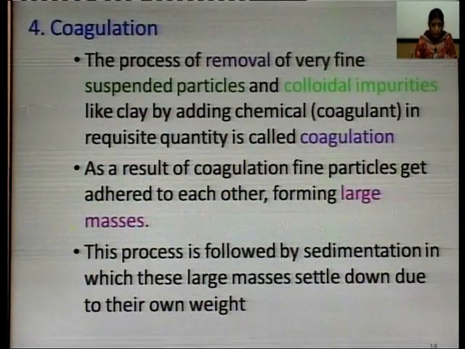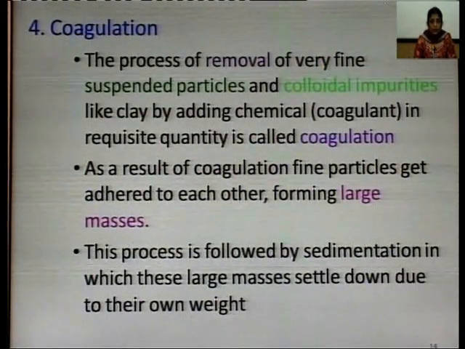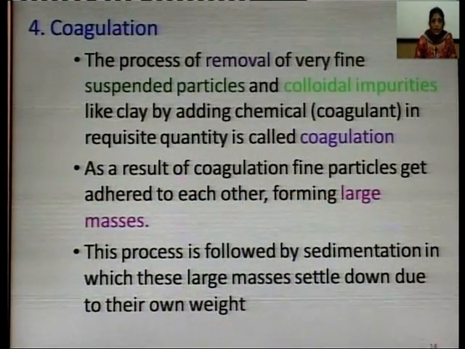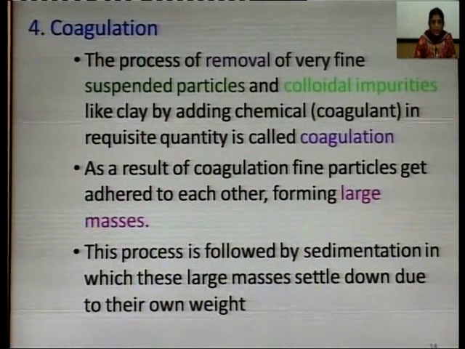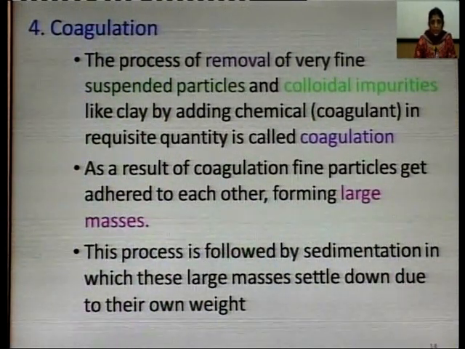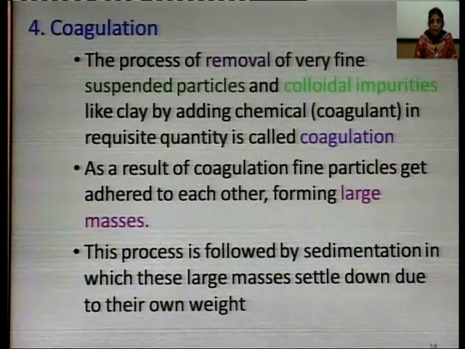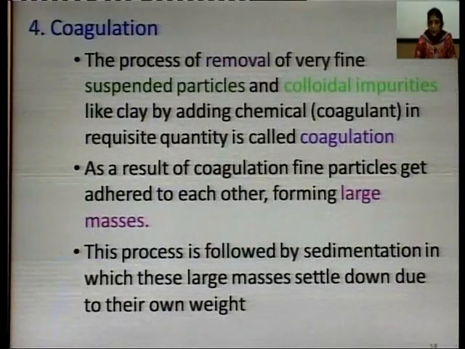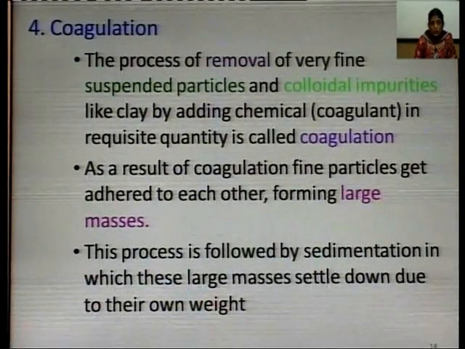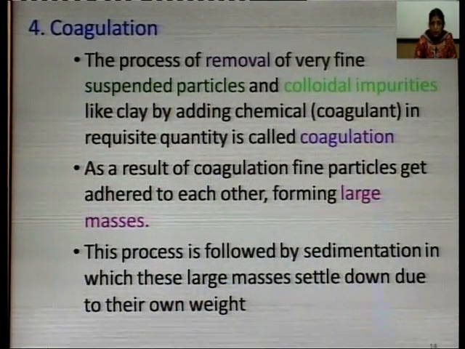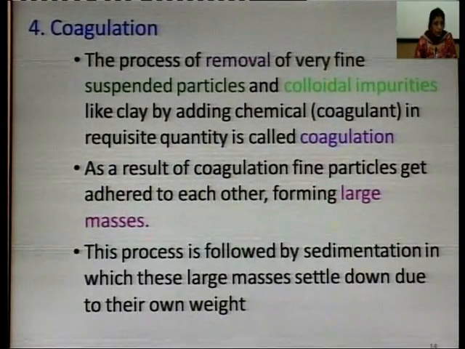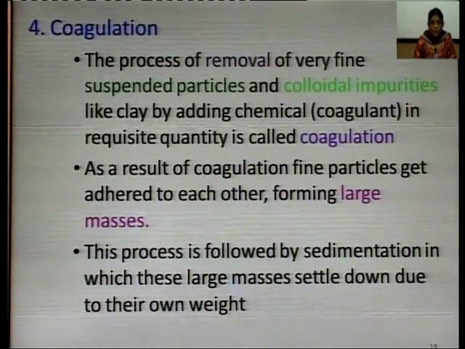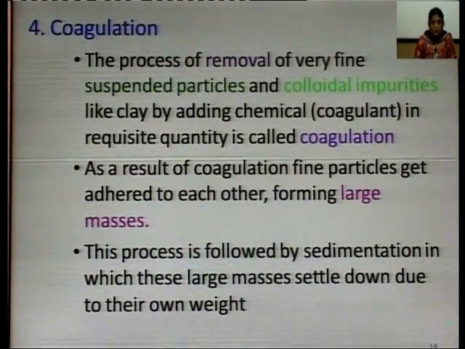So, let us have a look at coagulation in detail. The process of removal of fine suspended particles and colloidal impurities like clay by adding a chemical called a coagulant in requisite quantity is called coagulation. So, why do we apply coagulation? Because certain particles do not settle down under the force of gravity. So, to remove such particles we have to add chemicals.